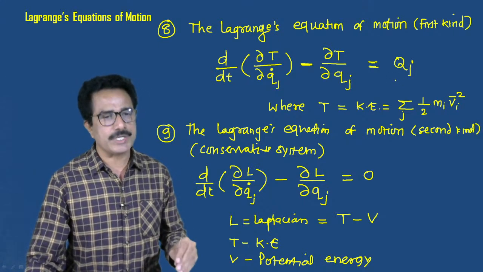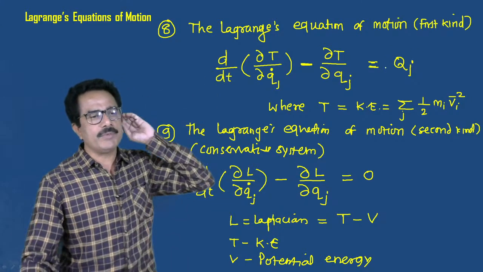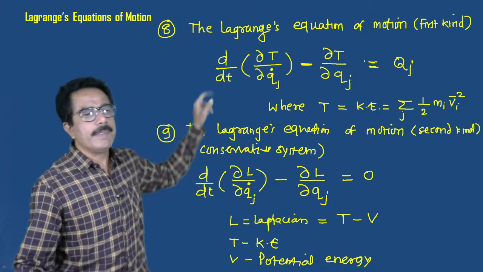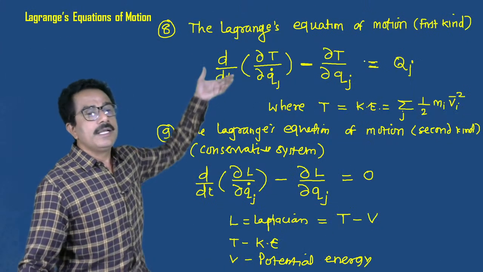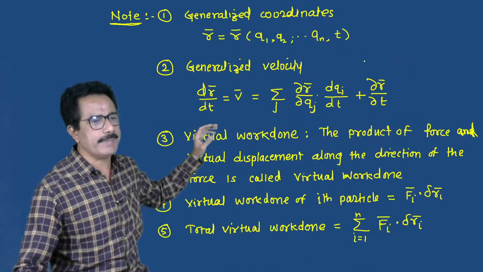What is meant by Qj? Qj means the generalized force. So the Lagrange's equation of motion is d by dt. Up till now we have studied the theorems based on this Lagrange's equation of motion. I shall revise this part again.